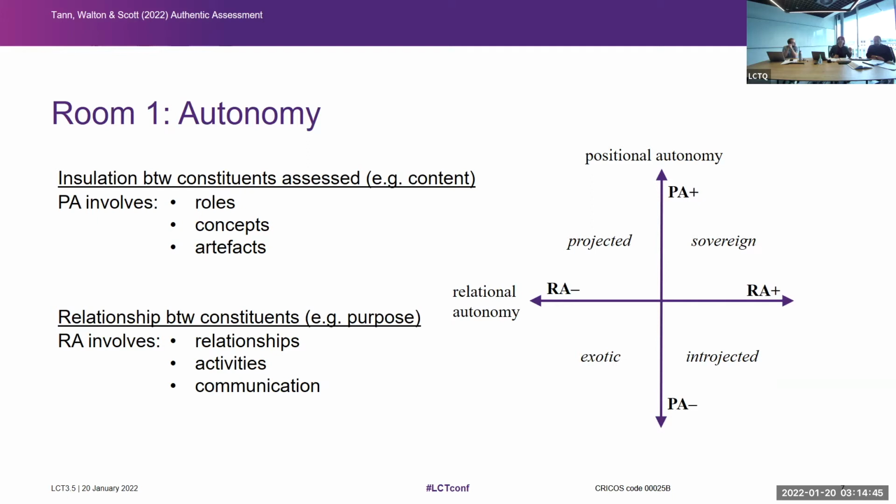Okay, so in that sense, we are designating PA plus and RA plus as the sovereign. So what do we mean by that? I'm not sure if there's anyone here who is new to autonomy.